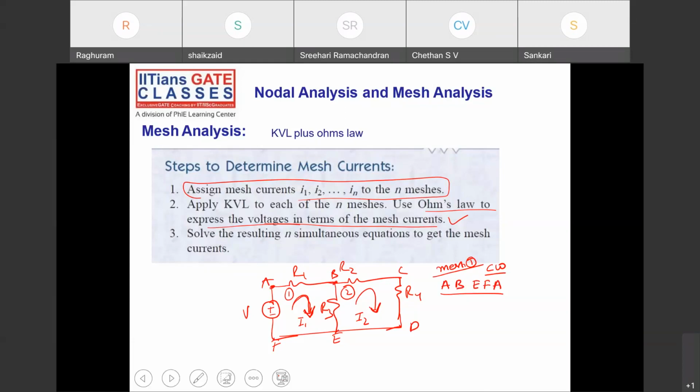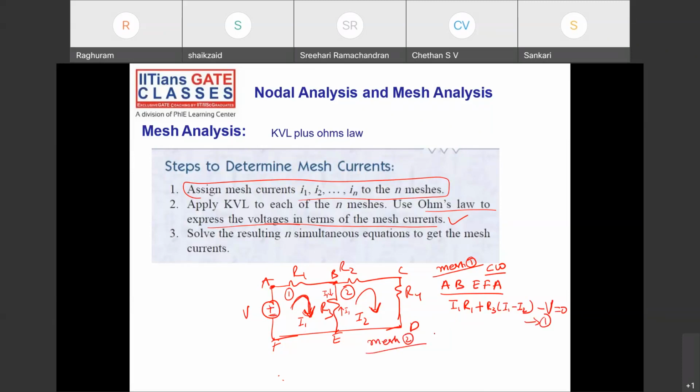Write down the equation of voltages. What is the voltage drop between A and B? The current is I1 into R1, so I1 R1, plus what is the voltage drop in R3? The current here is, this is I1 and this is I2, so it is I1 minus I2 going in the clockwise direction. So R3 into I1 minus I2, plus or minus V: I'm encountering minus, so minus V is equal to 0. This is equation 1.